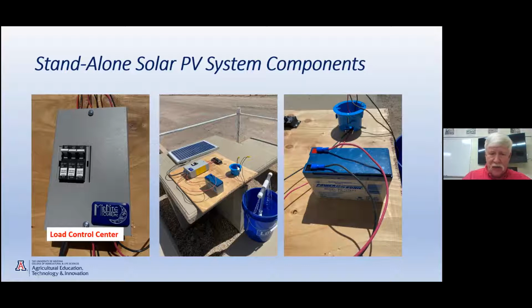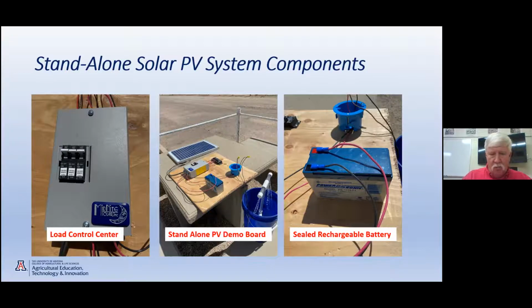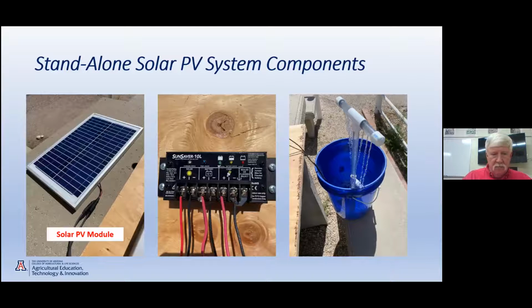So this board, we could actually put a lamp holder on it, put a DC lamp. In this particular example, we took it off and we connected the solar fountain to it. So this is a sealed rechargeable battery. It's a solar deep cycle battery. And then here's our demo board. Here we have our 20-watt solar module connected to our charge controller and then our load.